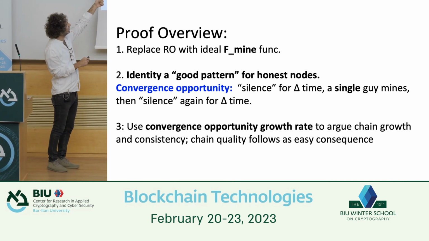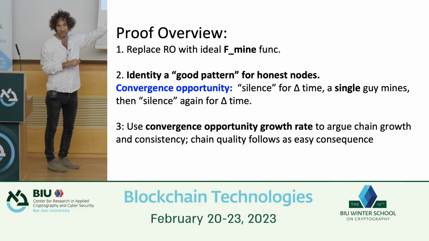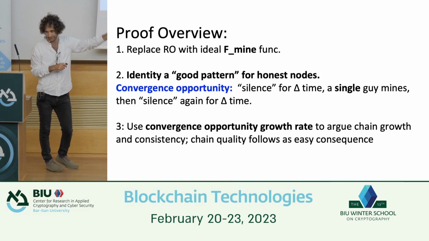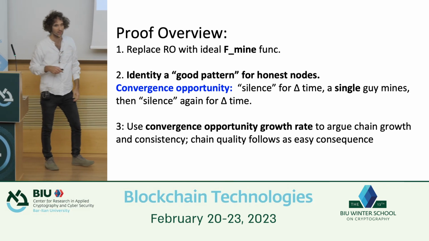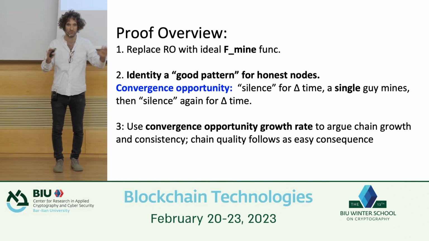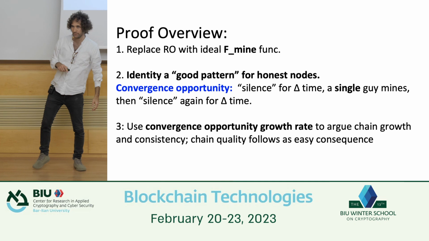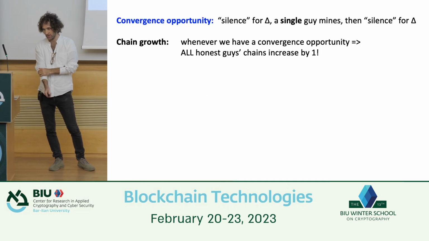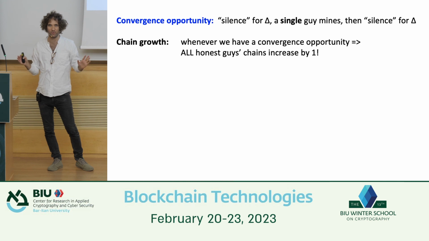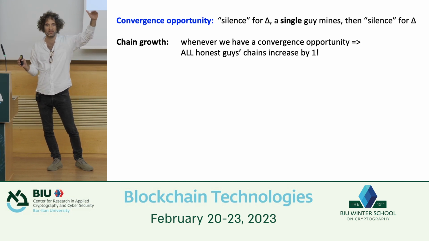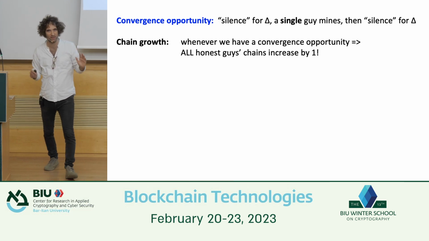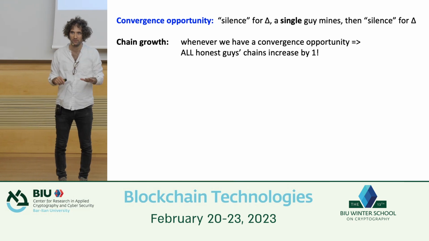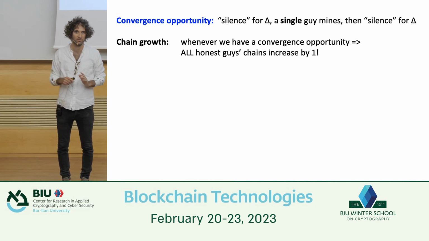Then we're going to show, number one, that convergence opportunities grow fast. That will directly imply that the chain will grow and will also give consistency. Chain quality is going to follow as an easy consequence. I won't go into chain quality here. All right, so let's go over why convergence opportunities imply chain growth. That's actually very easy. I would like to argue that every time I have a convergence opportunity, the good guys' chains need to grow. Anyone can see why?